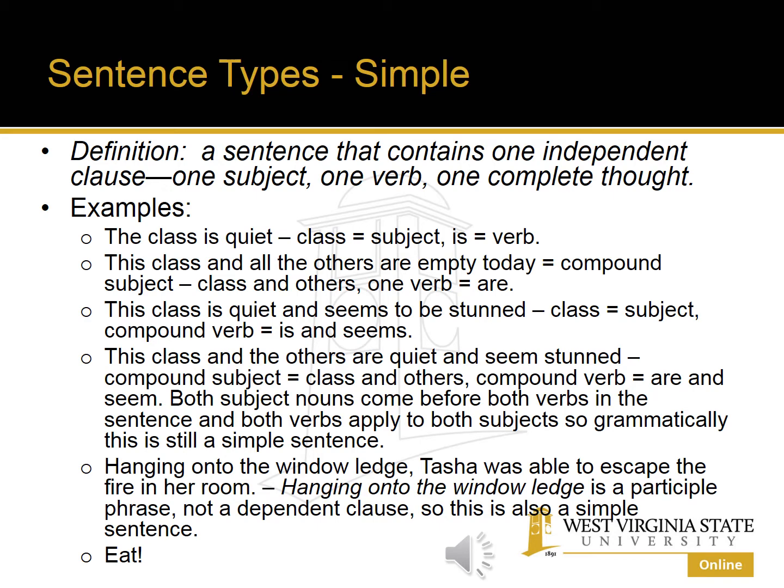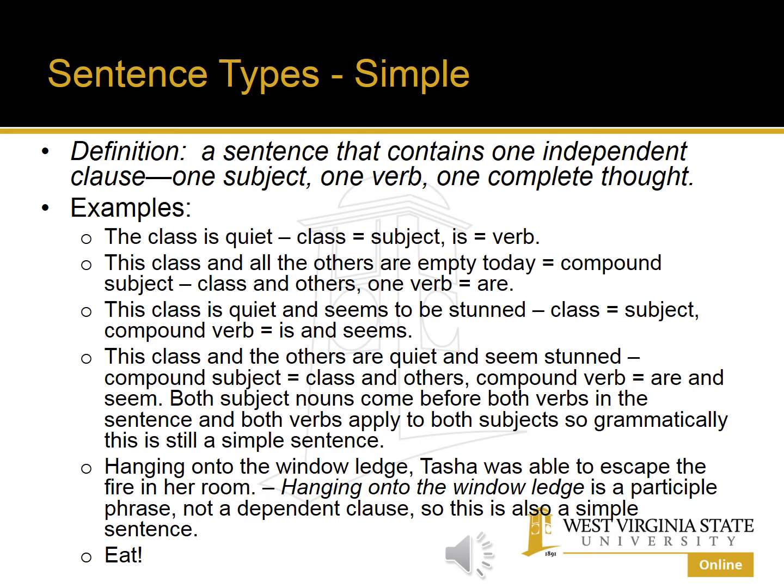By definition, a simple sentence is a sentence that contains one independent clause. Usually it's one subject, one verb, one complete thought. So let's look at some examples. The class is quiet. Simple sentence. Class is the subject, is the verb, and quiet, as we've learned, is the predicate adjective. Is the linking verb. Second example.